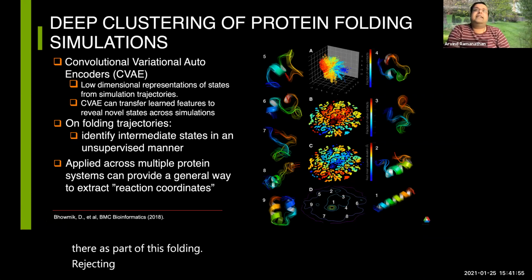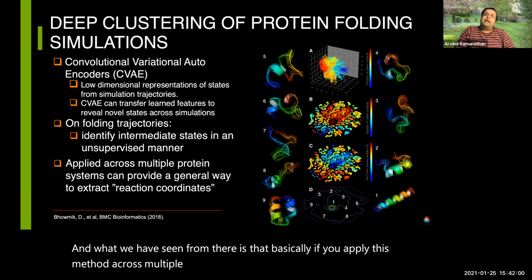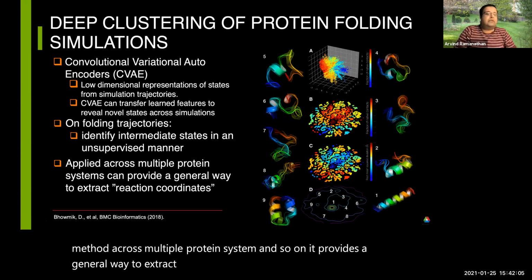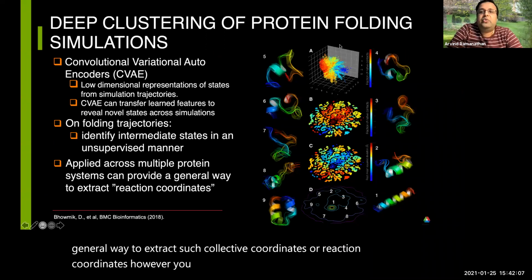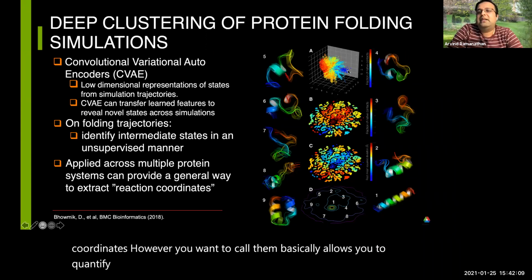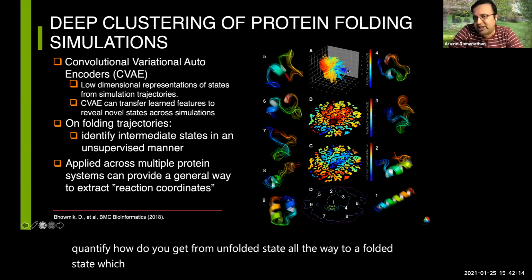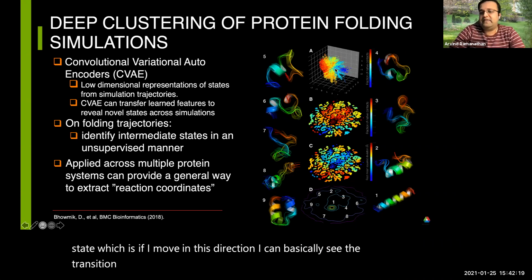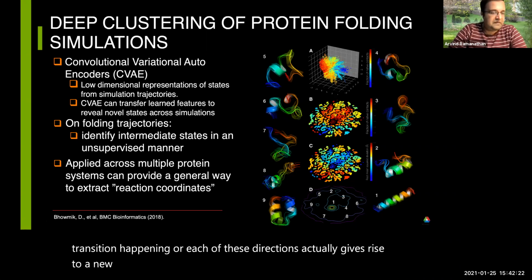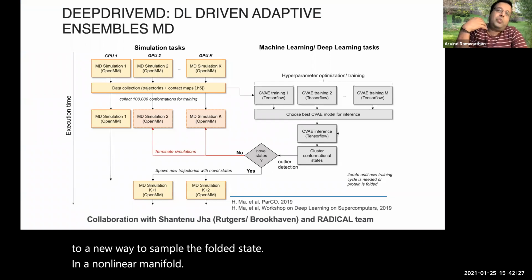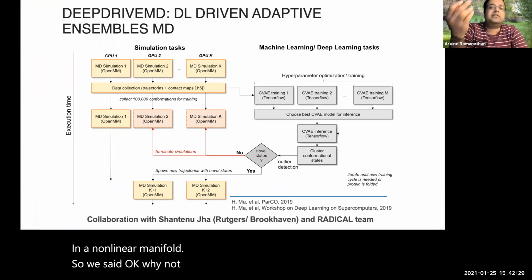What we have seen is that if you apply this method across multiple protein systems, it provides a general way to extract such collective coordinates or reaction coordinates, however you want to call them. It allows you to quantify how you get from the unfolded state all the way to a folded state. If I move in this direction, I can see the transition happening. Each of these directions gives rise to a new way to sample the folded state in a nonlinear manifold. So we said, okay, why not do this as an adaptive ensemble technique?